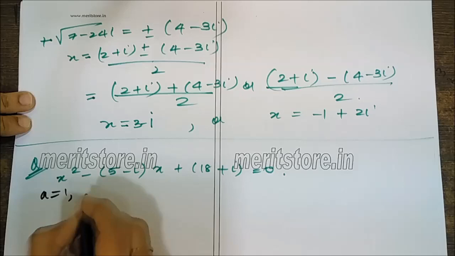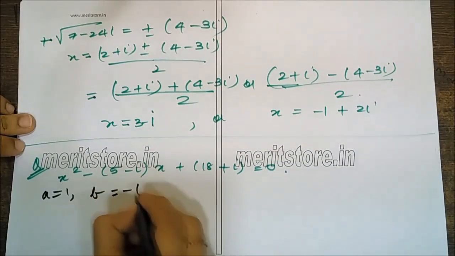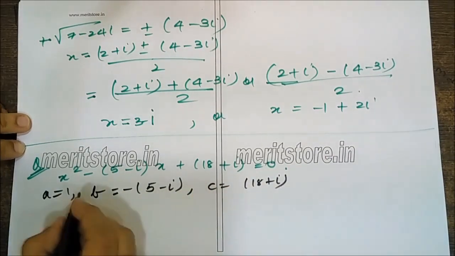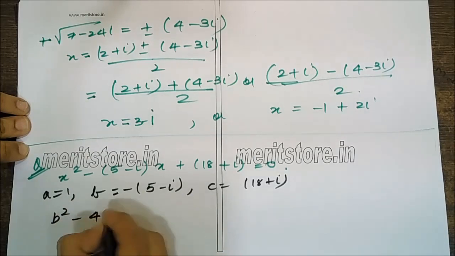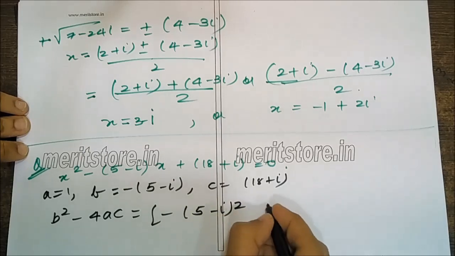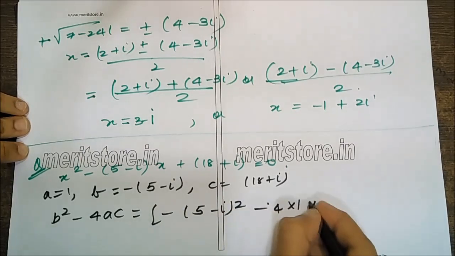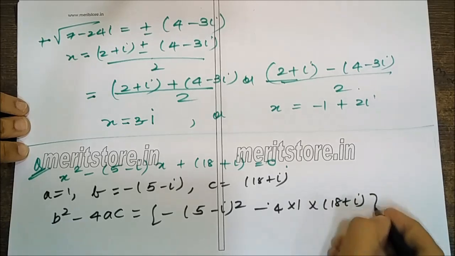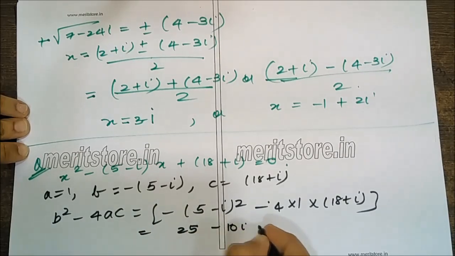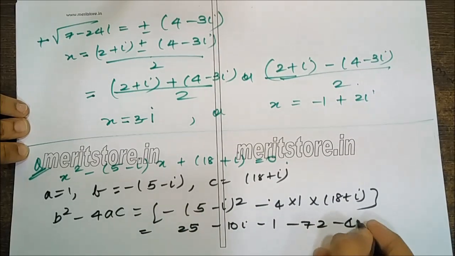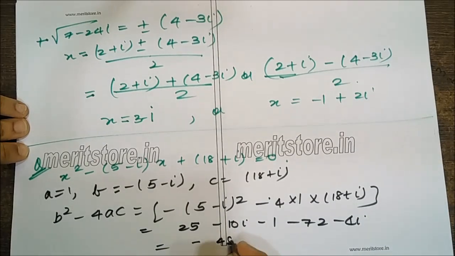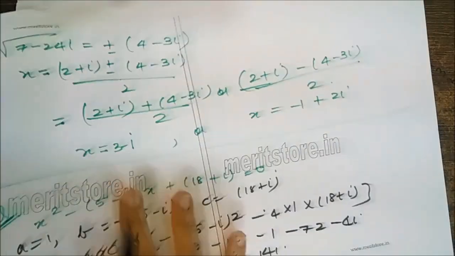A is 1, B is minus 5 minus i, C is 18 plus i. So b square minus 4ac is equal to (minus 5 minus i) square minus 4 into 1 into (18 plus i), which is 25 plus 10i minus 1 minus 72 minus 4i. So minus 48 minus 14i.